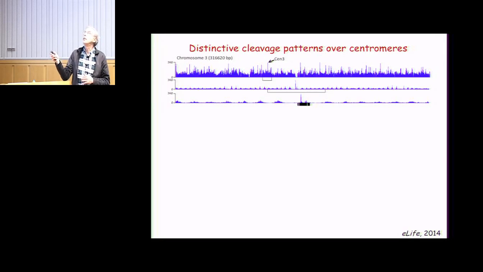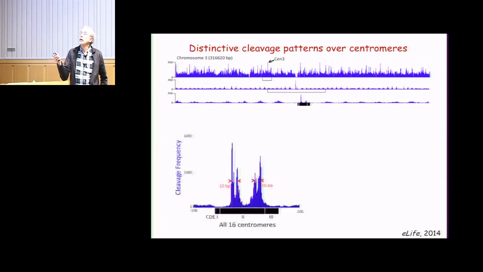We actually see that genome-wide, but we see a very distinctive pattern of cleavages over the CDE2, over the centromere. In fact, we can show that the patterns over all the centromeres are different from what you see at any other nucleosome. So they're definitely distinctive. When we line up all 16 yeast centromeres, we see 4 peaks. There's a cluster of peaks that are 10 base pairs apart over here, and over here they average about 43 base pairs apart.